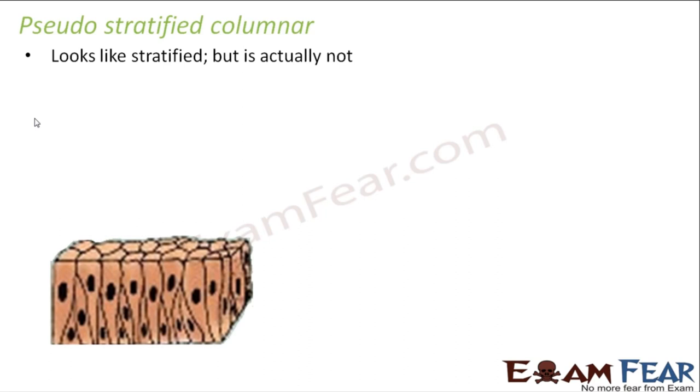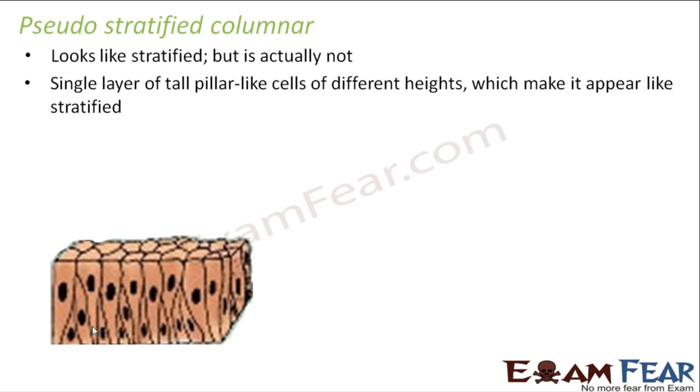But actually it is made up of a single layer. If you look at it closely, you will see that this is one cell, this is another cell, this is a third cell, this is a fourth cell. So it is just one layer, but the only thing is that here the cells are of different sizes. Since they are of different sizes, they appear as if they are in different layers. So it is a single layer of tall pillar-like cells of different heights, which make it appear stratified.